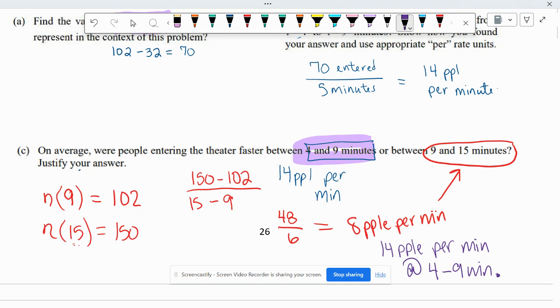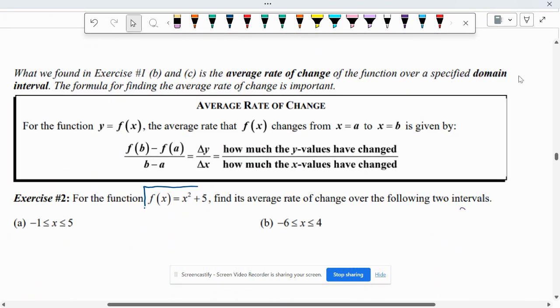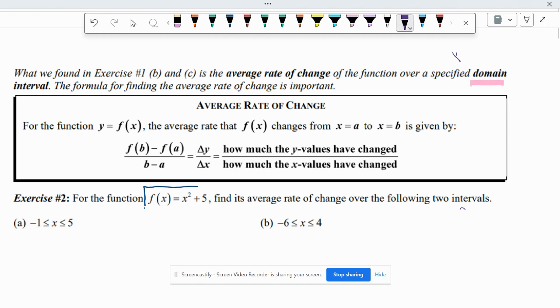So can we go on to the next one? Flip over and we're going to talk about average rate of change. So the average rate of change is just the function specified over a specific domain. What does domain tell us? What does domain mean? Yeah, this is your X value. Or your input. It's your X value or your input.